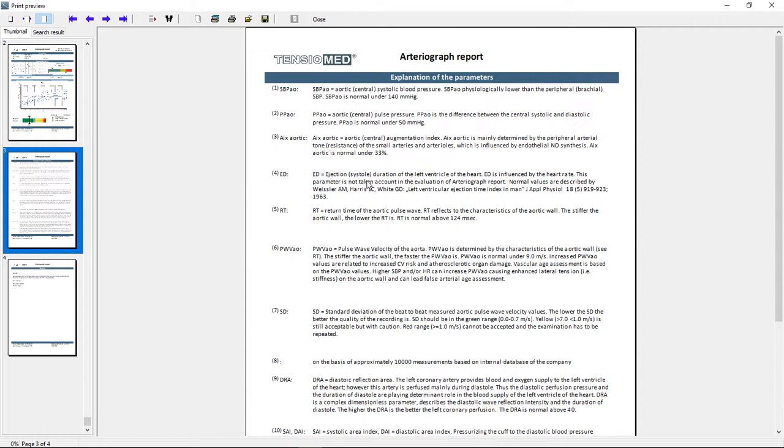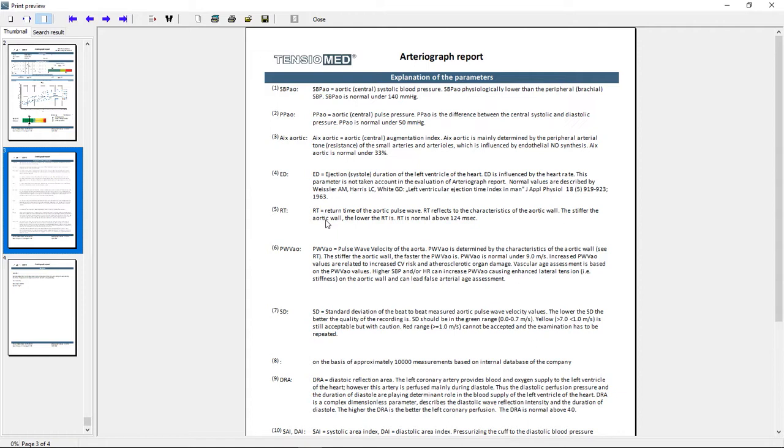The ejection duration is the ejection time during the systole from the left ventricle to the aorta, and this is influenced, of course, by the heart rate. However, this parameter is not taken into account in the evaluation of the report, but if you wish, you can see the normal values described by Weissler and co-workers in the left ventricular ejection time index in men paper published in the Journal of Applied Physiology in 1963.